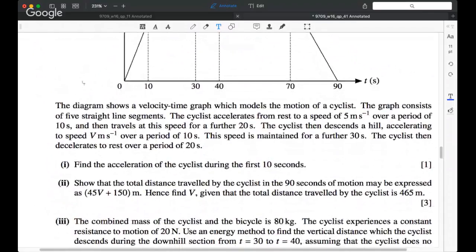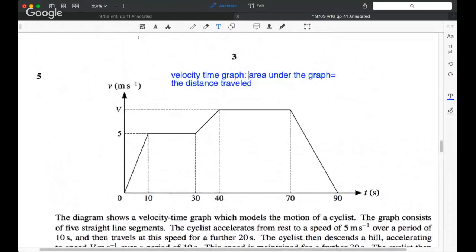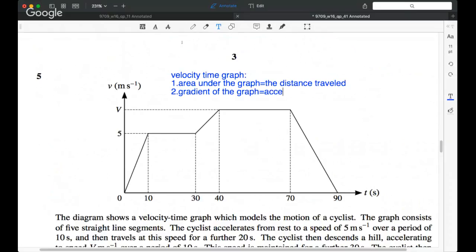Find the acceleration of the cyclist during the first 10 seconds. Okay, so this is the first point, 1. And 2: the gradient of the graph is equal to acceleration.